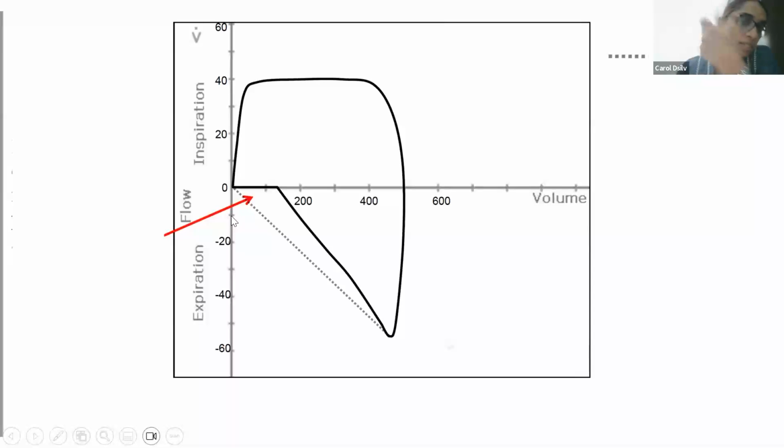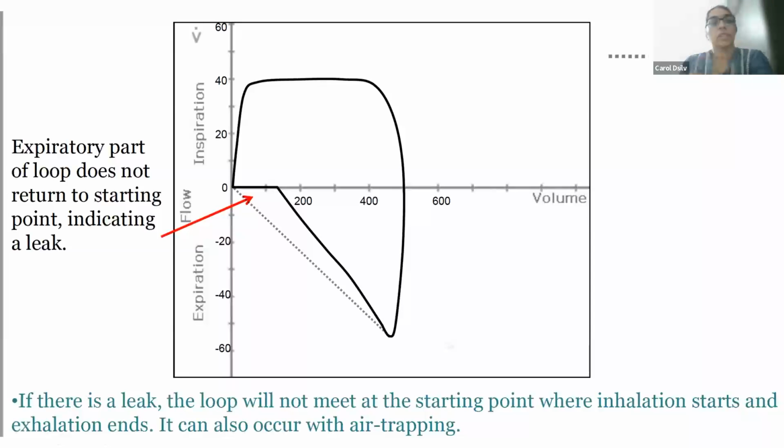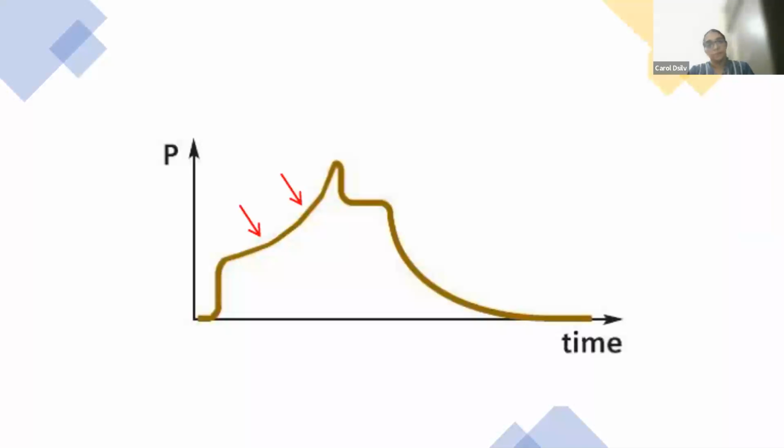This is something that we had discussed earlier. I'm just showing it to you here. The expiratory part of the loop does not return to the starting point, which indicates a leak also. So what is happening here?